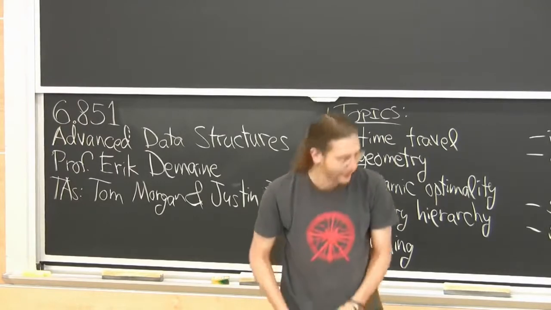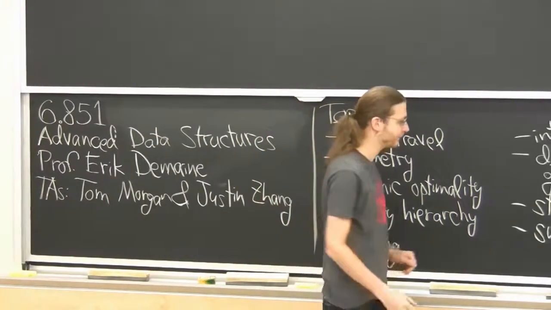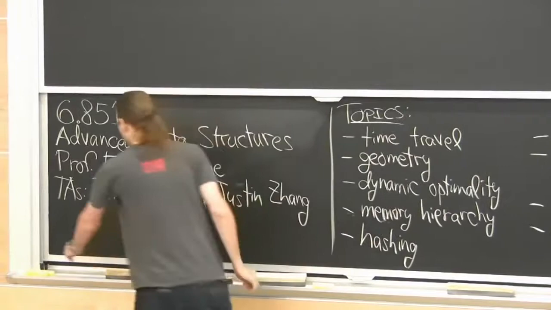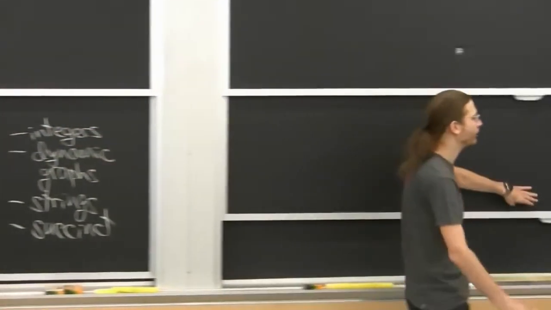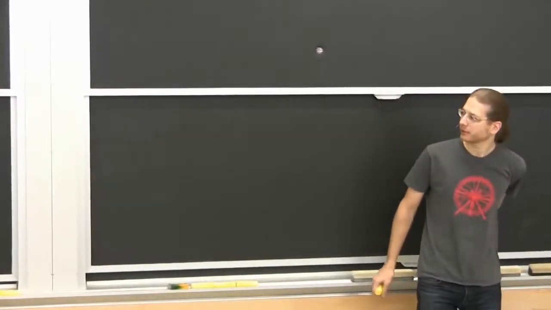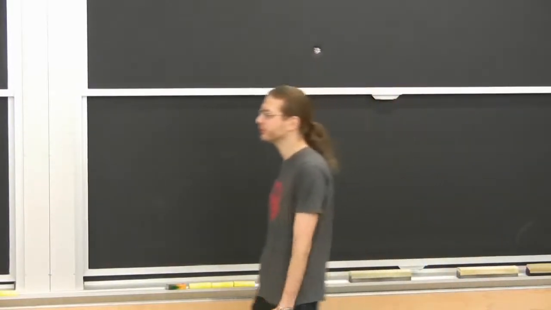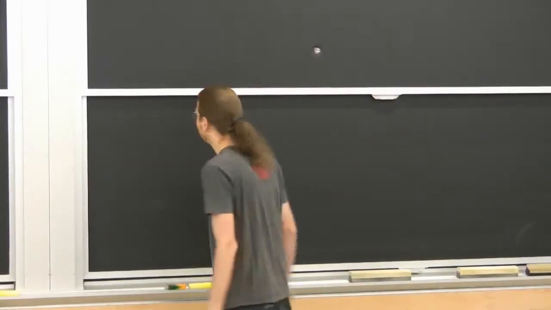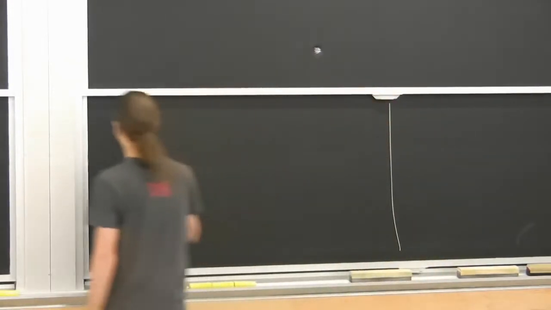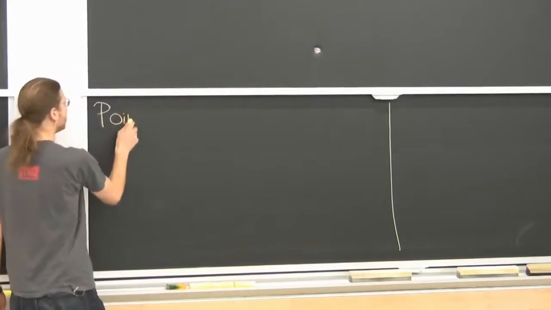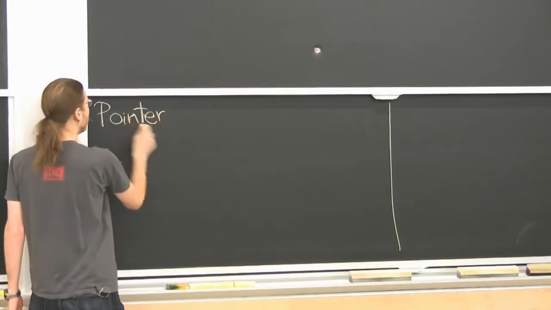Before I get to time traveling, though, I need to define our model of computation. A theme in this class is that the model of computation you're working with matters. Models matter. And there's lots of different models of computation. We'll see a few of the main ones in this class. And the starting point, and the one we'll be using throughout today, is called a pointer machine.